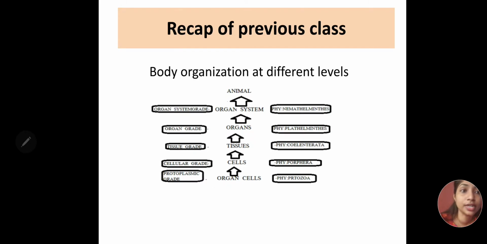The cellular grade of organization is seen in poriferans like sponges. Tissue grade of organization is seen in coelenterates like Hydra, in sea anemones and other jellyfishes. The organ grade of organization is seen in phylum Platyhelminthes, and the organ system grade of organization is seen in phylum Annelida, Arthropoda, and other higher phyla. So this is what we learned in previous class.